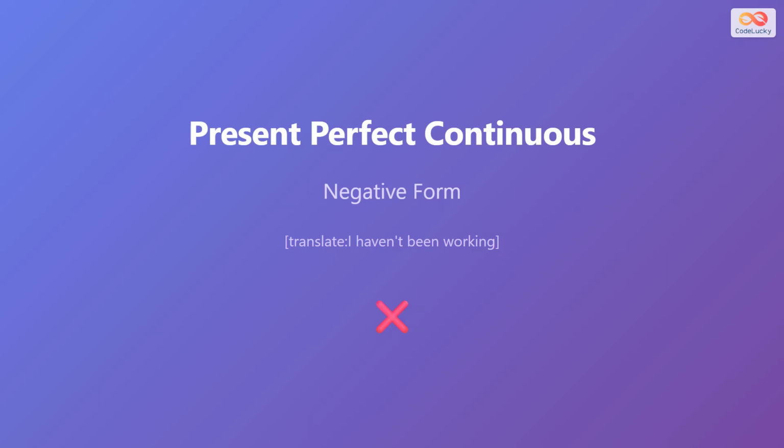For example, I haven't been working. This tells us that someone was working before, but is not working right now, and we are emphasizing the duration or the continuous nature of this non-action.